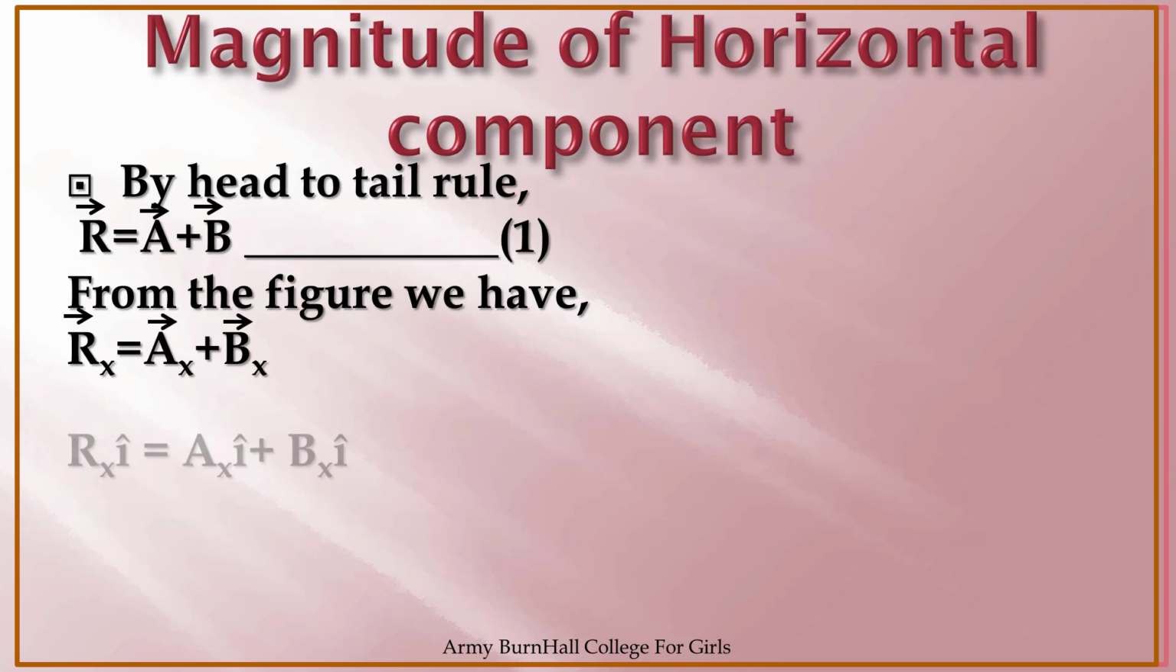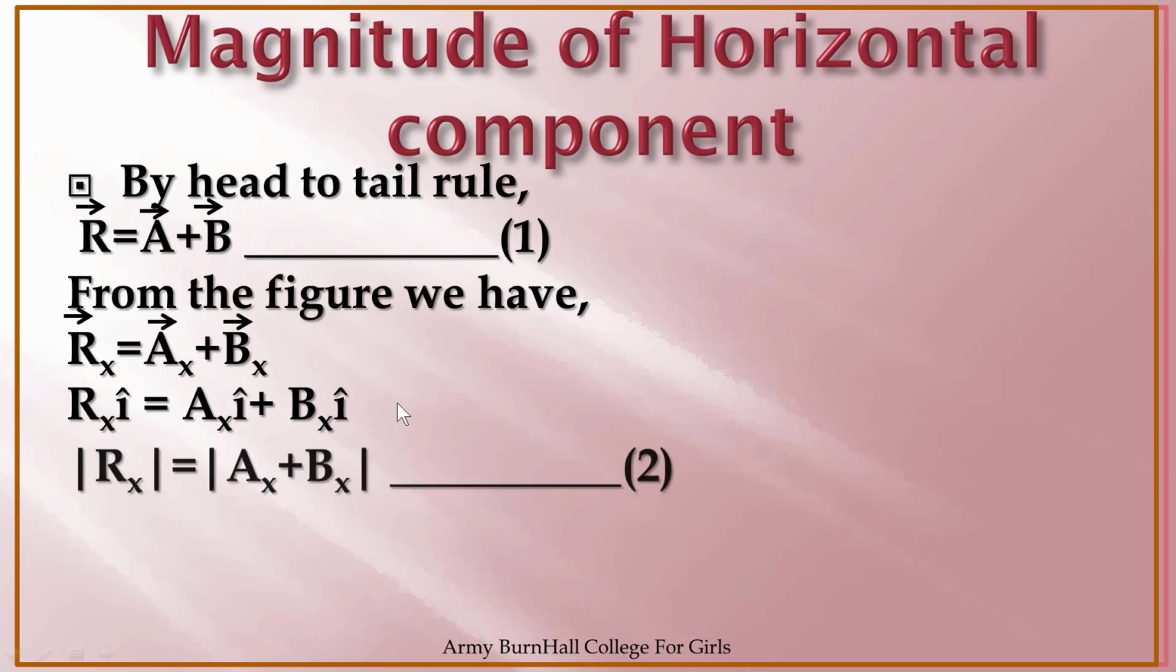If we write this vector in this way, with magnitude and direction, you know that if we are talking about the x direction, then we have to use the unit vector i hat. So we can write this vector Rx in this form, Rx i hat. Vector Ax can be written as Ax i hat, and vector Bx can be written as Bx i hat. Now if we are just considering the magnitude without direction, then we can write it as the magnitude of Rx is equal to the magnitude of Ax plus Bx. Name it as equation number 2.